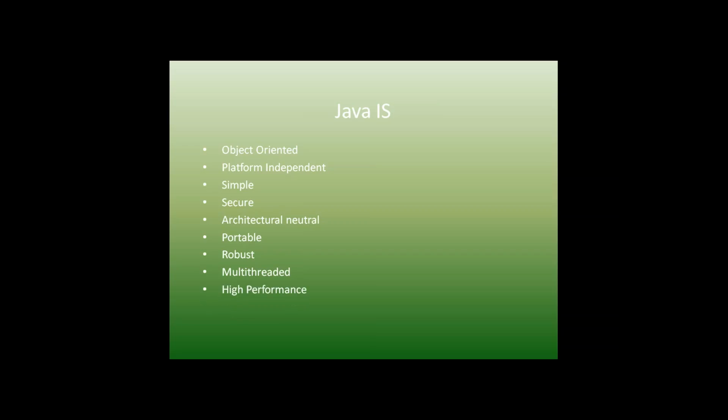High performance, which means we have just-in-time compilers, so you can install those compilers on your machine and make it faster. This is an extra feature Java gives you. The next one is distributed. Java is completely designed for a distributed environment. You can have the same application running on different machines or different servers on the internet. That's why it's called distributed.